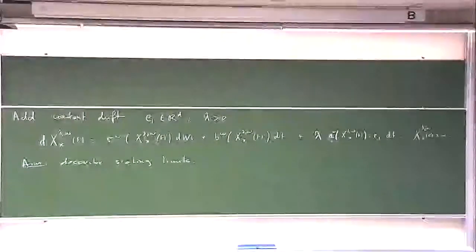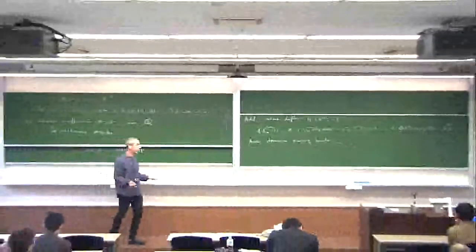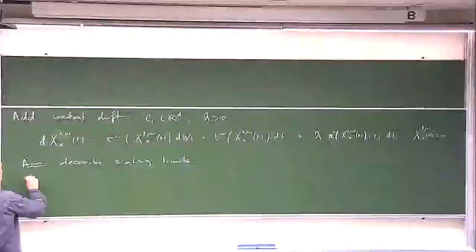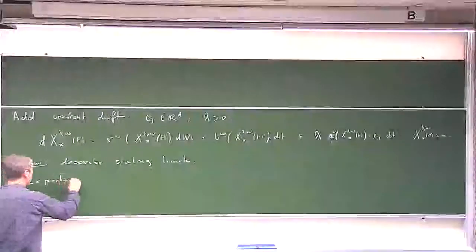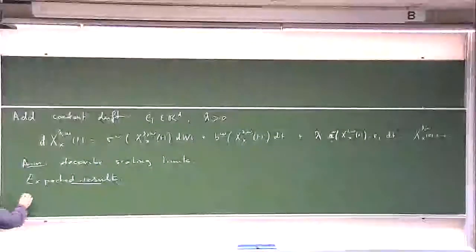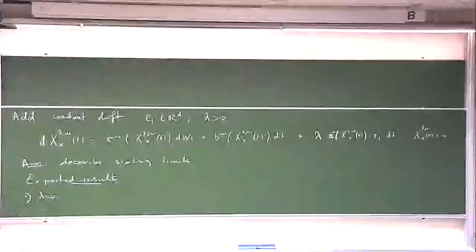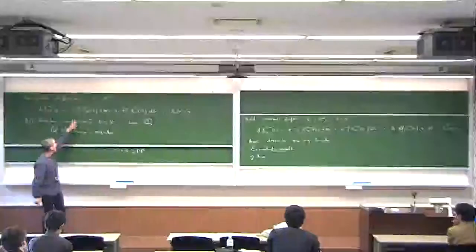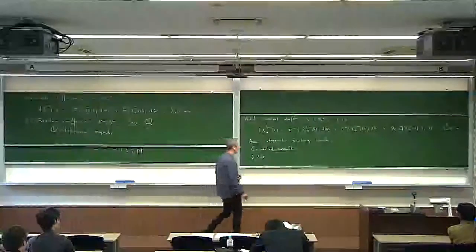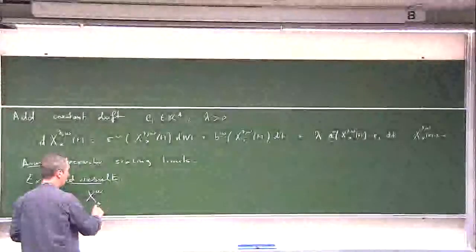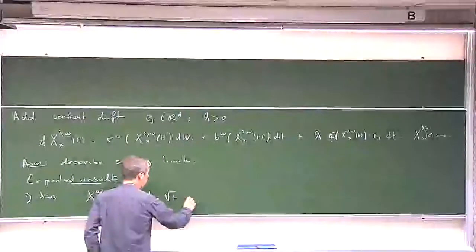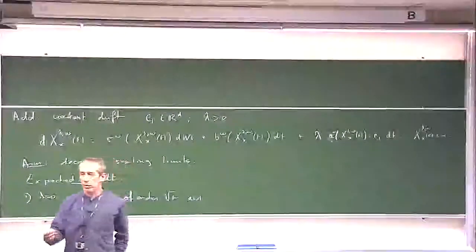So you can rather easily guess what kind of results we would like to have. So let me just briefly mention them. This would be something like expected results. First of all, if you look at the case where there is no lambda, so lambda equals 0, then because of reversibility, you expect this process to behave like Brownian motion, more or less. So you expect the process x omega starting from 0 at time t to be of order square root of t. And you expect to have a central limit theorem or an invariance principle.